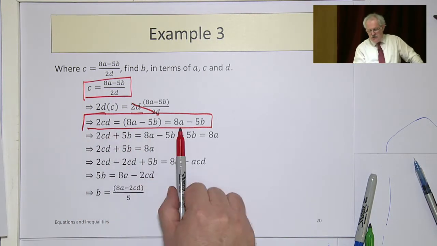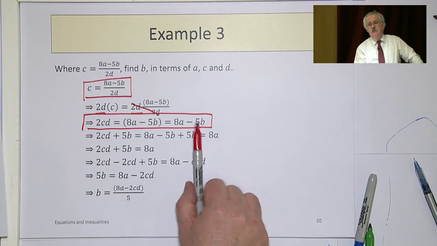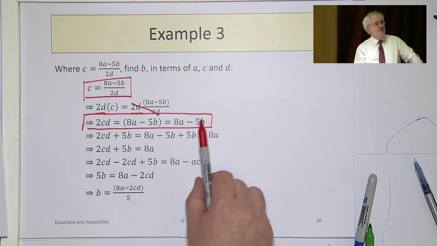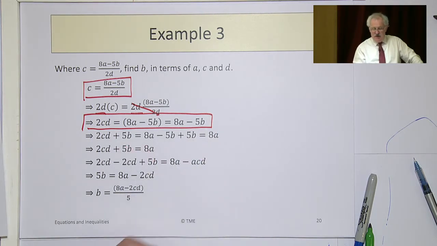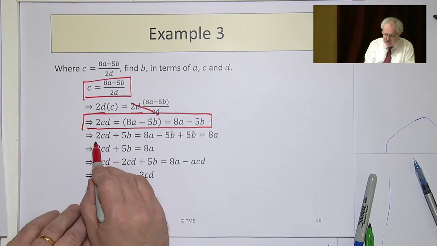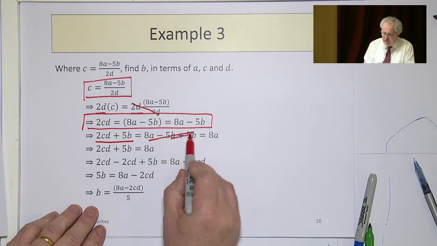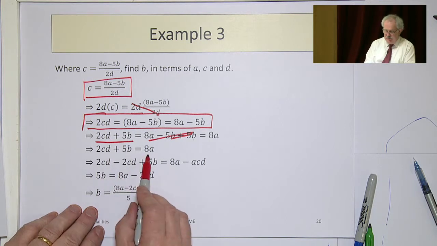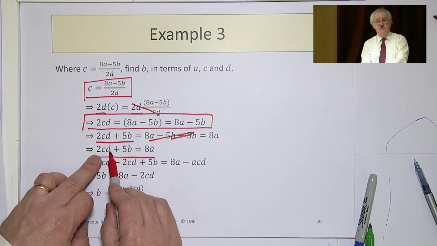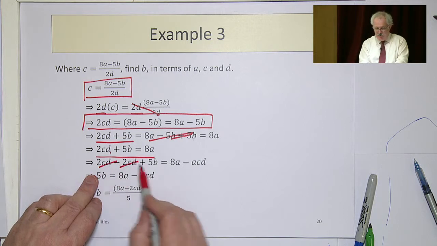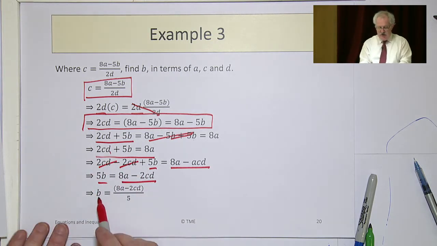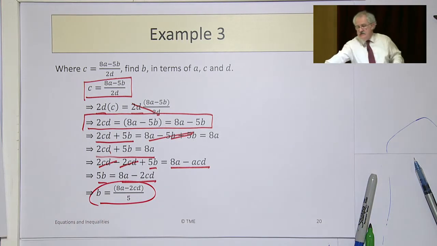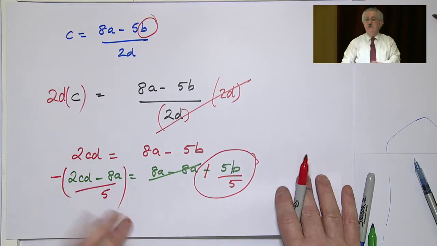I had 2cd is 8a minus 5b. In this case, I said, I don't like the minus 5b. So I added 5b to both sides, to the right-hand side and the left-hand side. So 2cd plus 5b became 8a. 2cd plus 5b, I'm not really keen on the 2cd. So I took it from both sides. And I got 5b is 8a minus 2cd, divided by 5. Exactly the same as I got here, just a different sequence to get there.